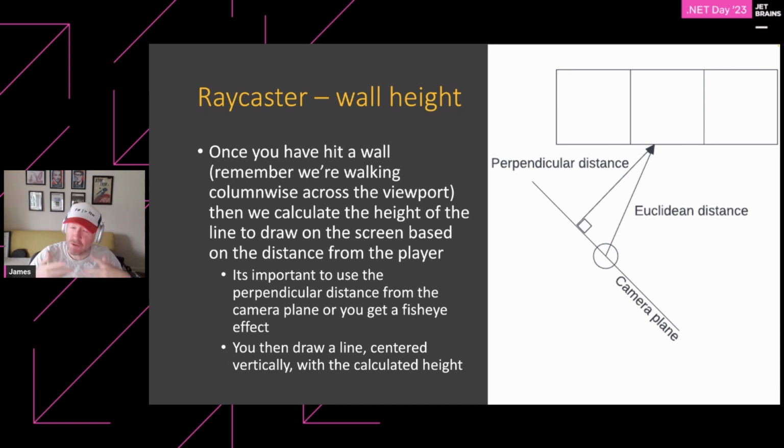This is the thing that tripped me up the first time I did this back in '92. I was measuring the distance to the wall, which is kind of intuitive. Here's the player, here's the distance to the wall, and we use that to calculate the height. But as you move out, that results in a strange fisheye effect. So what you actually do is calculate the perpendicular distance from the camera plane to that point. So the right-angled distance from the camera lens to that point gives it nice and flat for you.